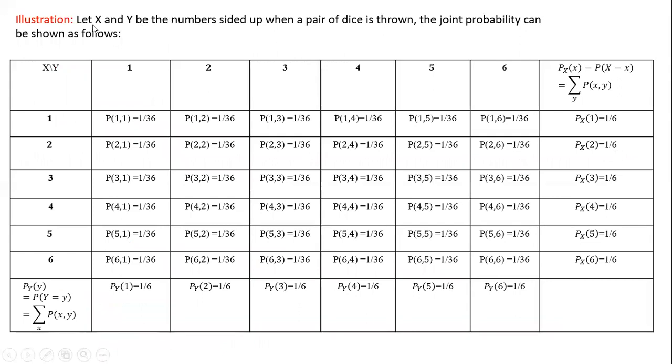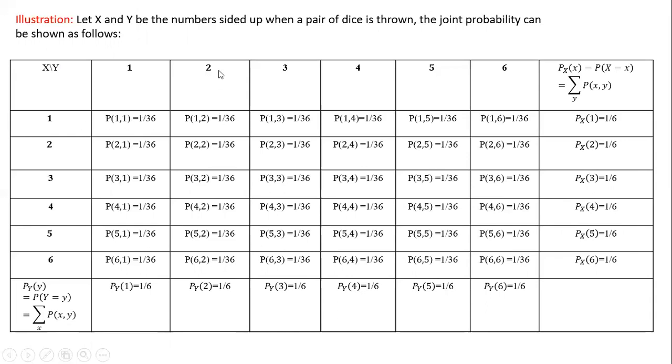Now let's go for one example. Let X and Y be the two numbers on the faces. When a pair of dice is thrown, the joint probability can be shown like this. X indicates the outcome on the first die, Y indicates the outcome on the second die. If I'm rolling two dice, first 1 comma 1, that is the probability of 1 comma 1, where on the first die 1 occurs and on the second die 1 occurs. So the probability is 1 out of 36.